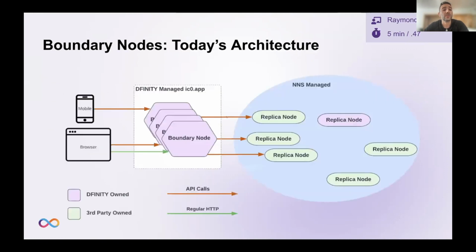So this is what today's architecture looks like. The traffic flows from the clients through the boundary nodes to the replicas. The boundary nodes are globally distributed, but contrary to the replicas, they're not managed by the NNS. And at the moment, they're all DFINITY owned and operated. So obviously, this is not as decentralized as we would like it to be. Next slide.